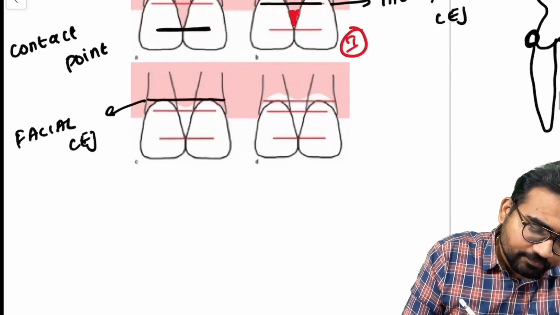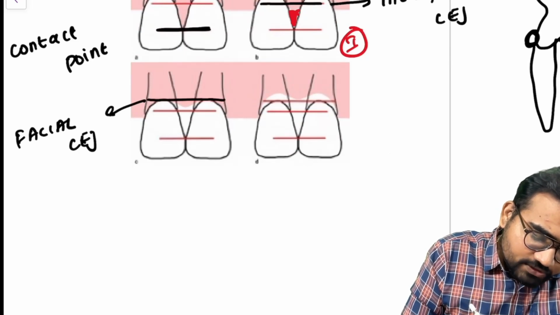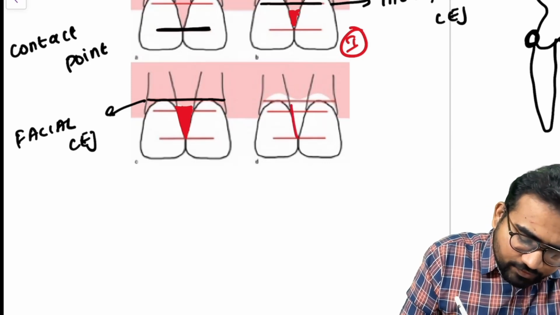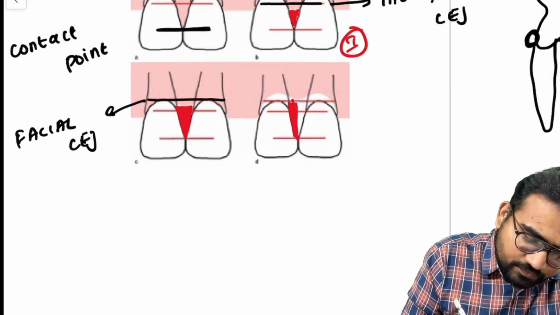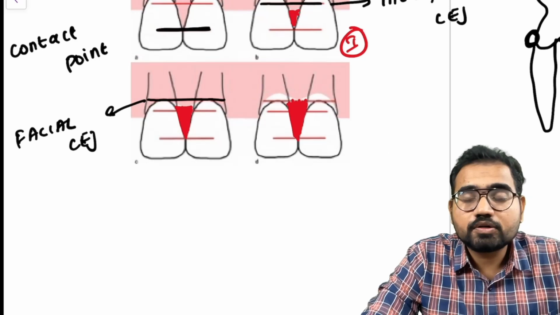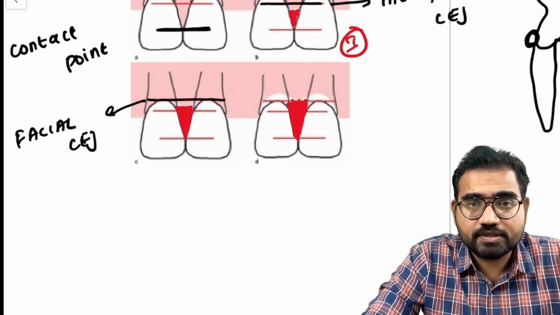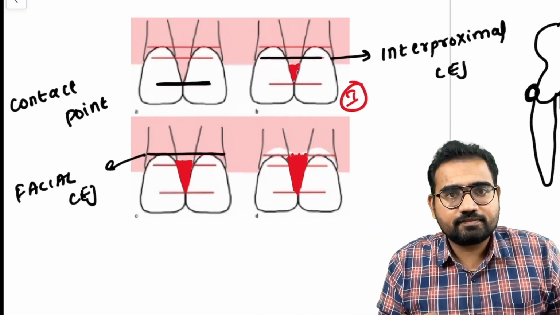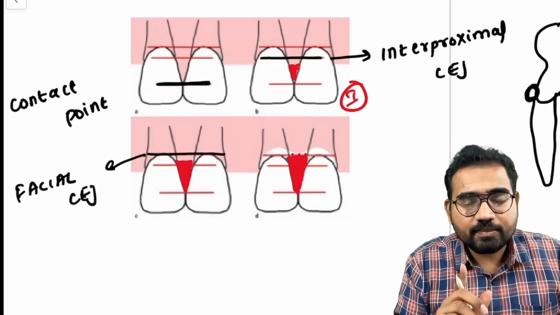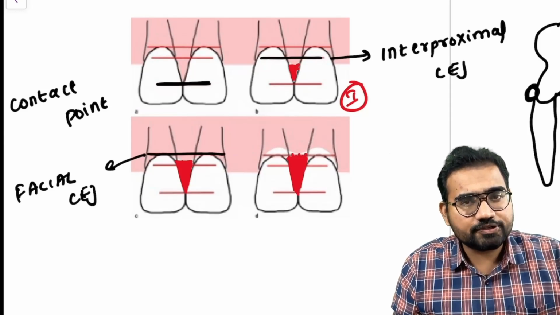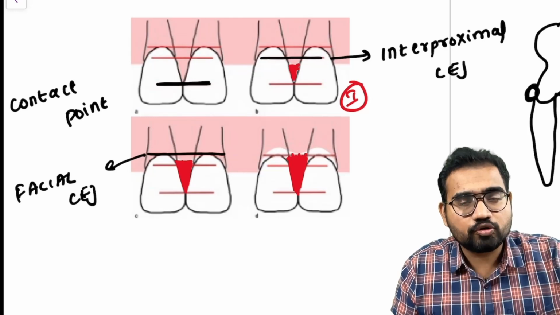Class 2, if you see, there's going to be tissue loss which extends to your interproximal CEJ. And class 3, if you see, there is going to be tissue loss which extends to the facial CEJ. There's going to be complete tissue loss. So what is the significance of this? Very simple. Always remember that a patient who is not having interproximal tissues will have bone loss.